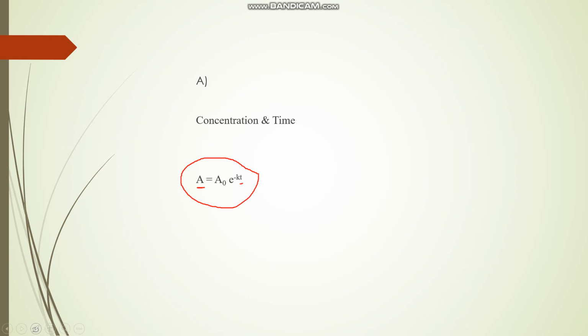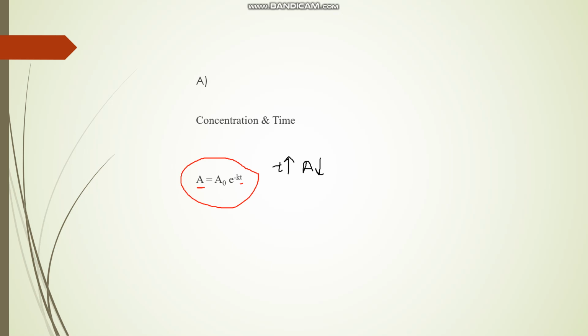The question has asked what is the effect on your concentration of reactant with increasing time. If we increase the time, this kt term would also increase, but this e to the power minus kt term would decrease, because it's a negative exponential term. So this value would decrease and this whole value will also decrease. So eventually your value of a is decreasing. With increasing time, the value of a, that is your concentration of reactant, decreases.